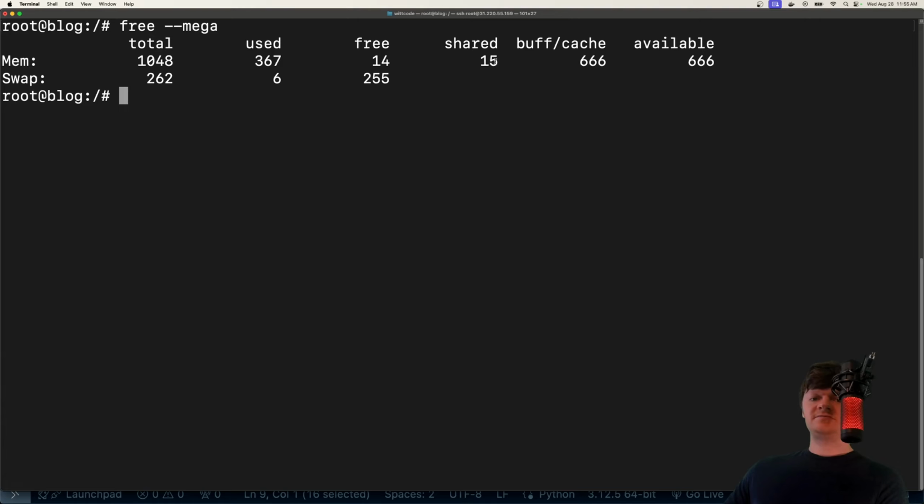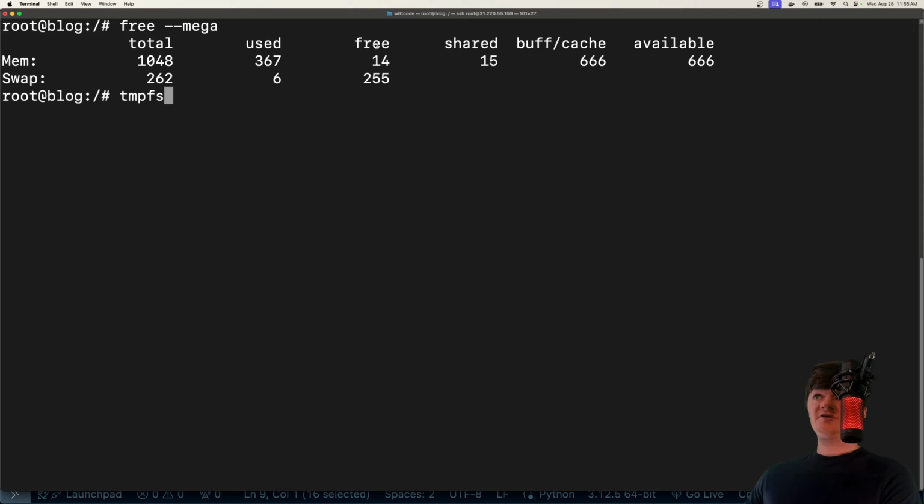We have shared, which is memory that is used by the TMPFS file system. And this file system, so it's a TMPFS, and it's a file system that keeps all its files in memory. And then we have buffer cache right here, which is memory that the operating system uses to store recently used data to basically improve the performance of the system. And finally, we have available, which is an estimate of how much memory is still open for usage.